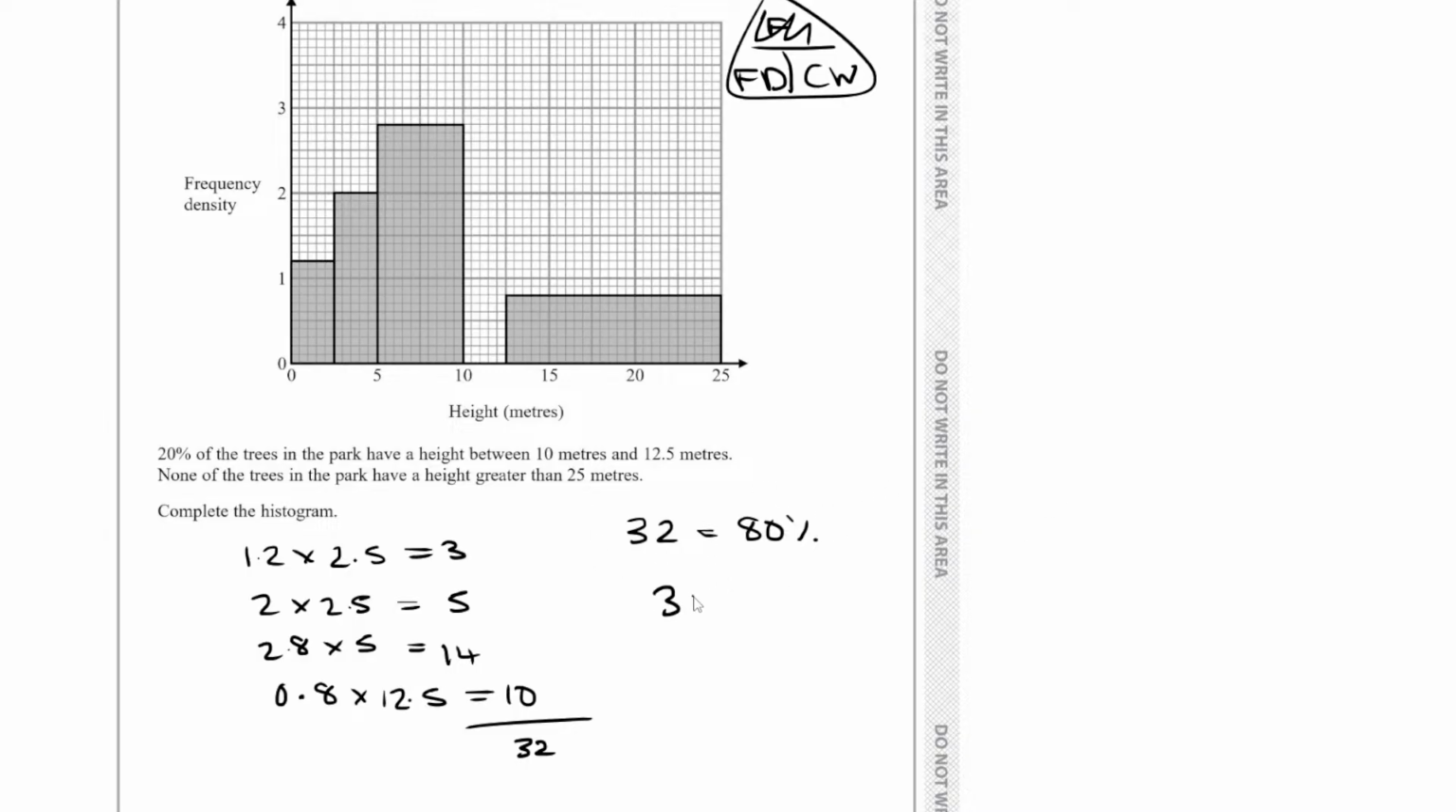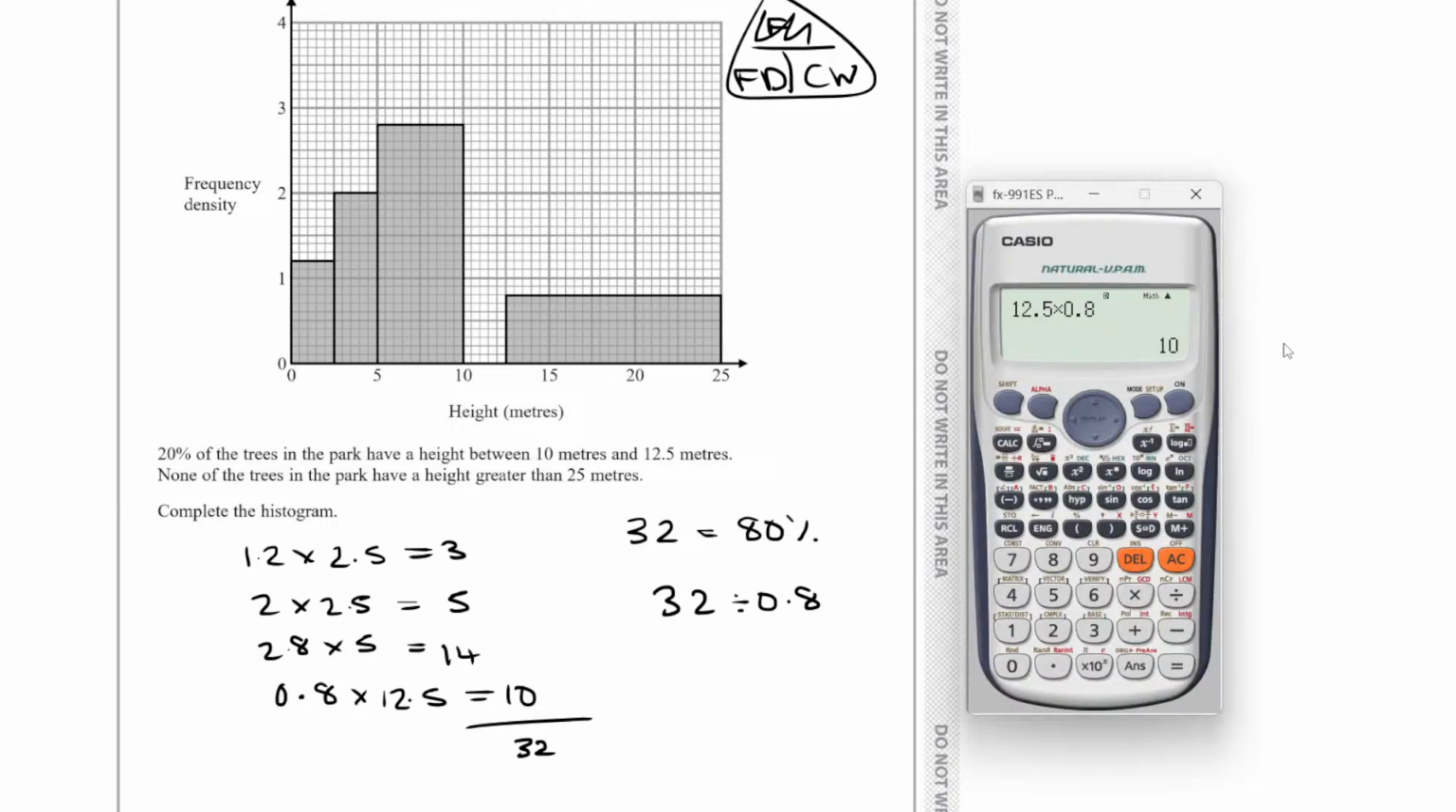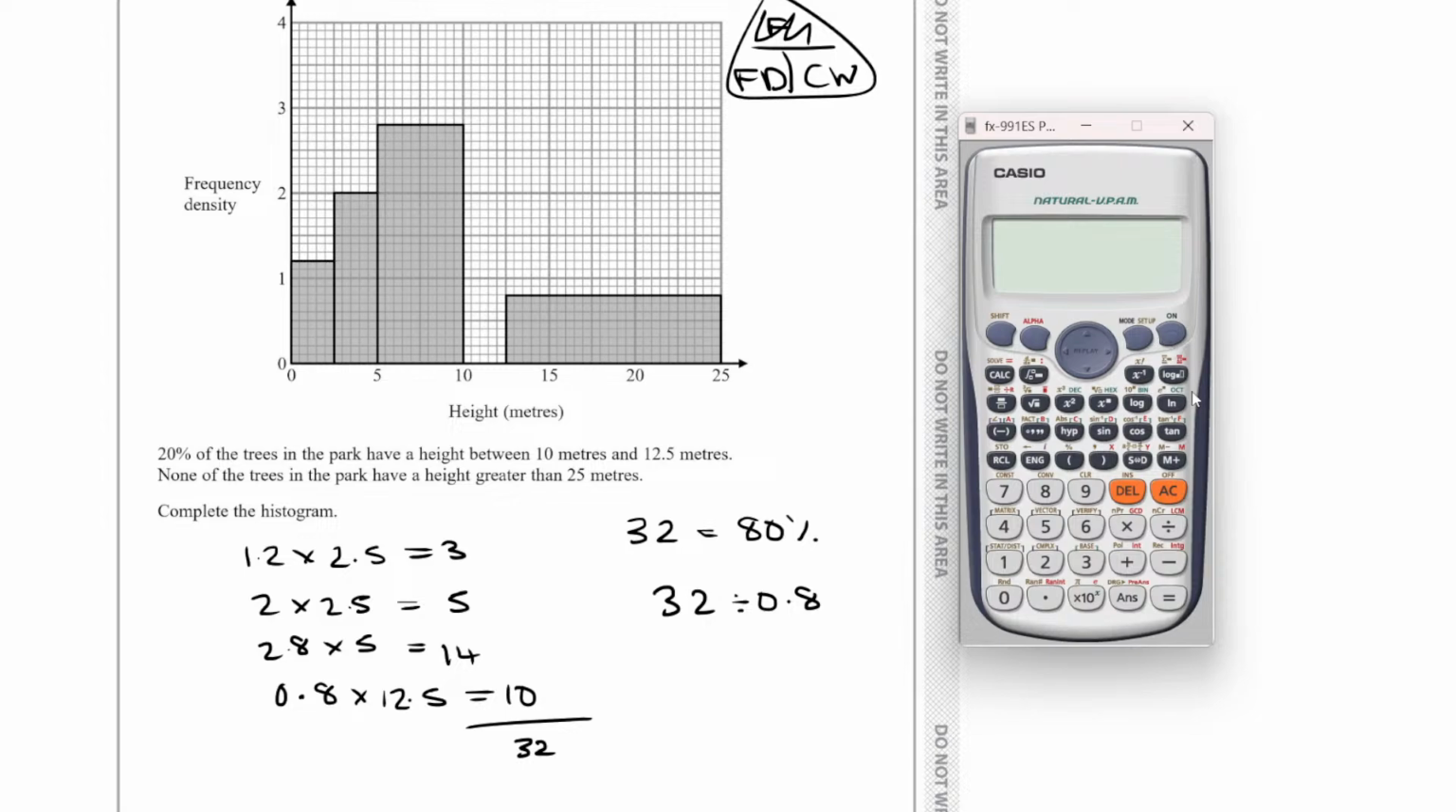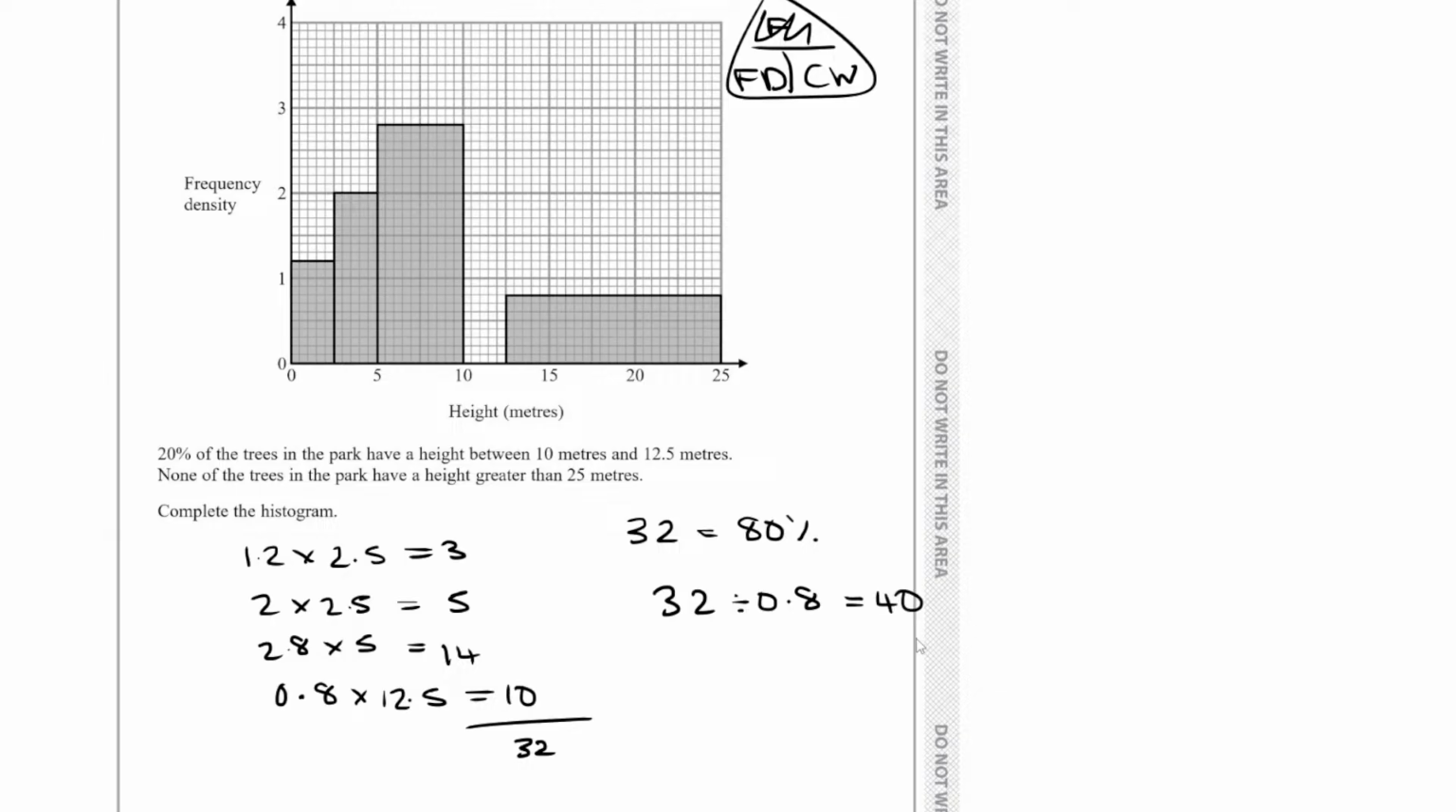So I would use reverse percentages here, just divide by 80 as a percentage, well, as a decimal, in your calculator, which is 0.8. So 40. So there are 40 trees in total. Obviously that means that then there's 8 for this missing part. So between 10 and 12.5 we've got 8.